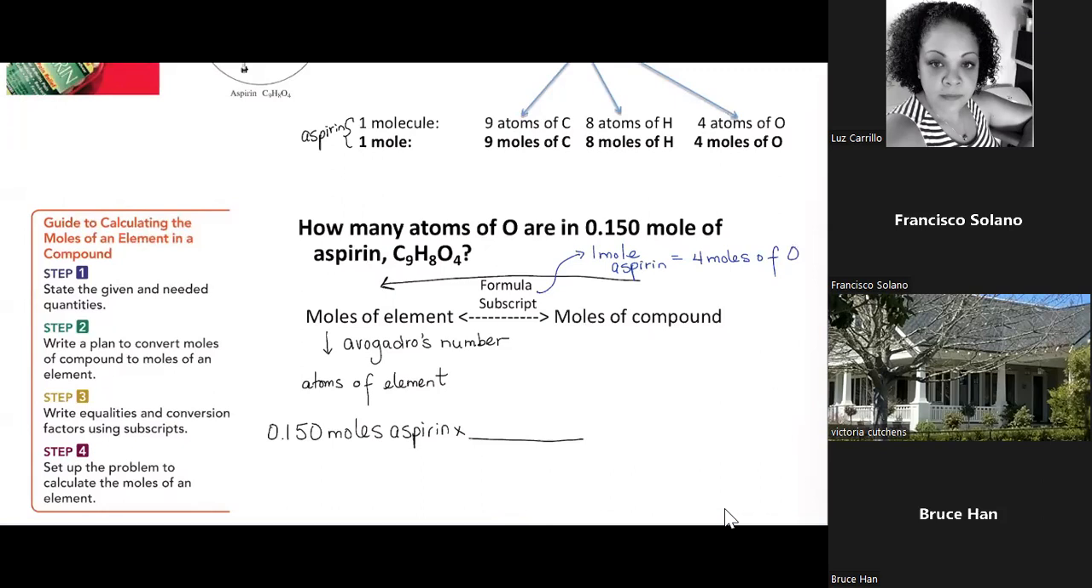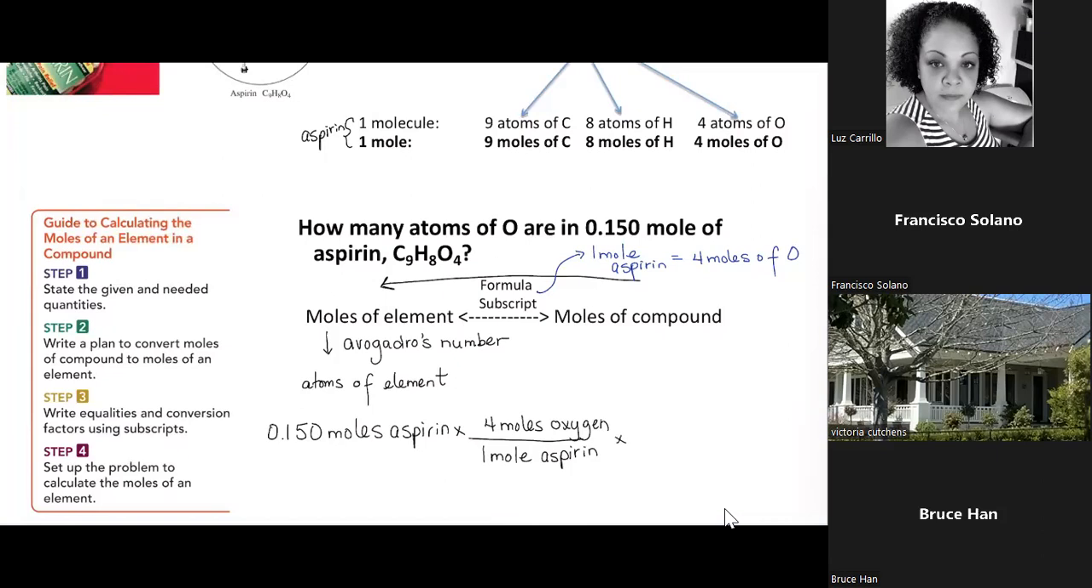So I write my equality as a fraction because I'm trying to cancel moles of aspirin. I'm going to say 1 mole of aspirin. And on top, what that equals to, which is 4 moles of oxygen.